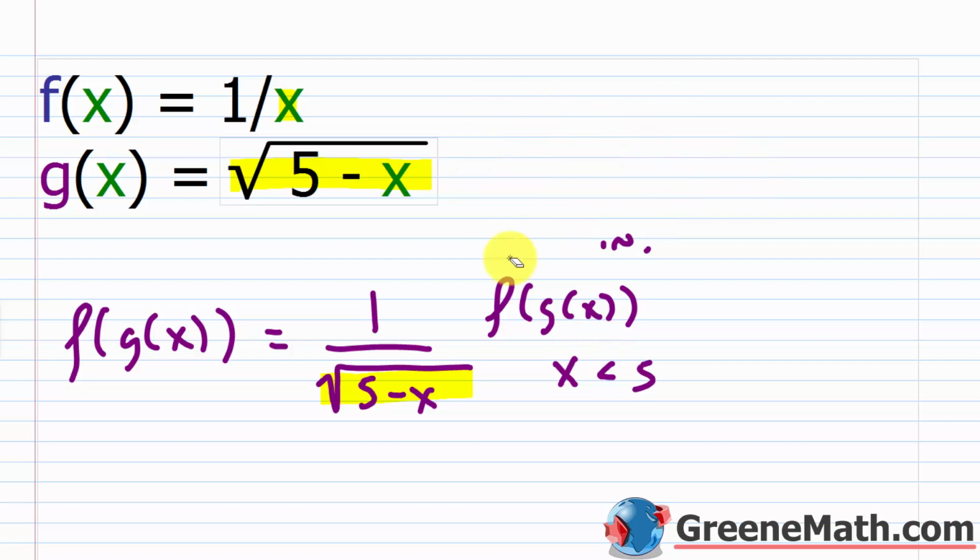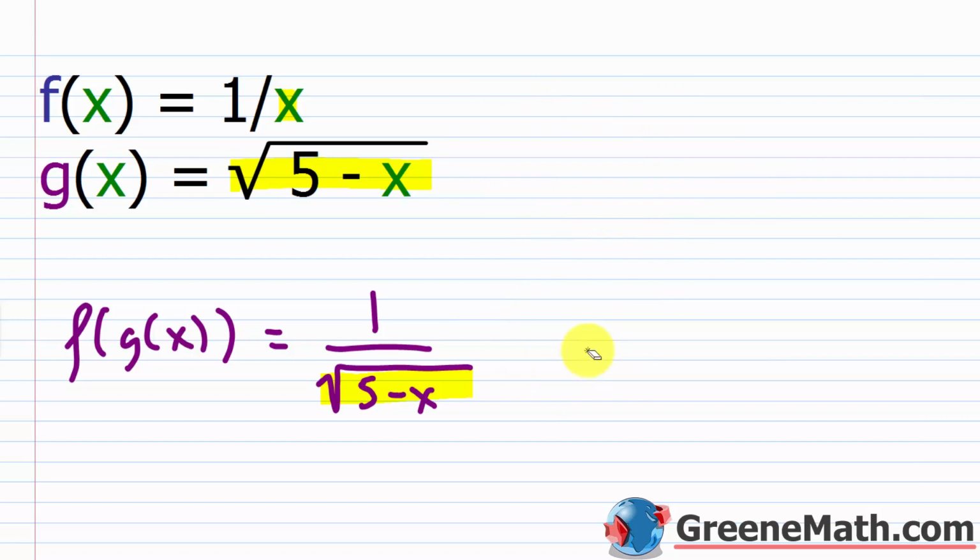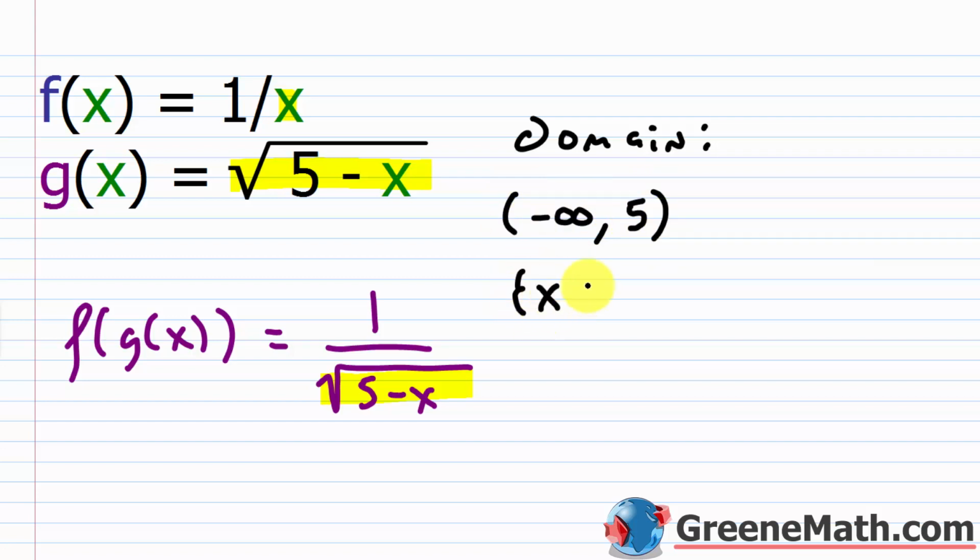So let me erase this, and we'll just state our domain here. Our domain is going to be from negative infinity up to but not including 5. Okay, so that's the domain. You could also say that it's the set of all x such that x is less than 5, right? And it's strictly less than. If you put less than or equal to, that would be wrong.